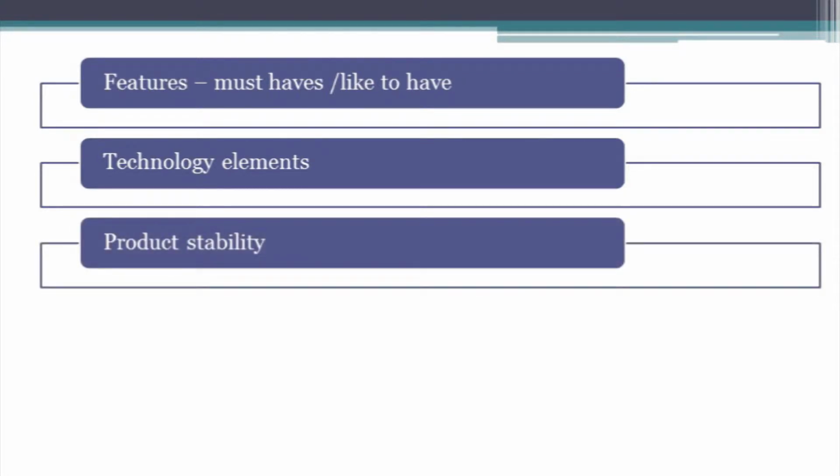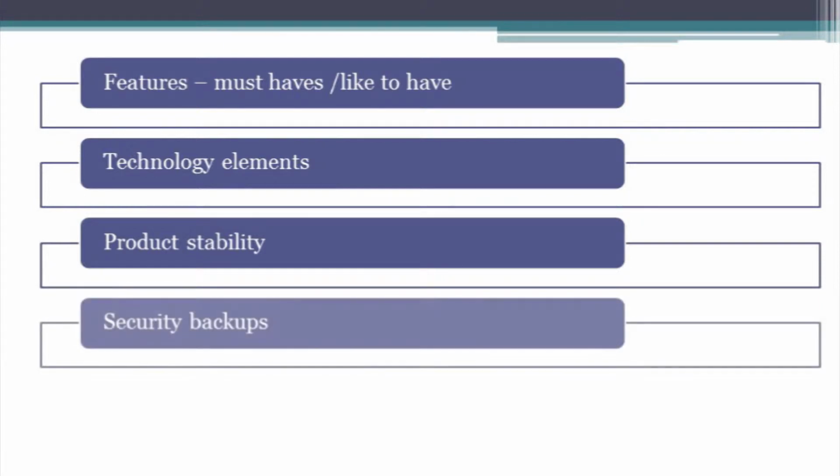The third thing you want to look at is product stability. Product stability is very important because you need to know when you need to do upgrades, how long upgrades will last, what kind of backups are done, and how long you will have for downtime in case something goes wrong with your product solution. Next thing is security backups. It's important to know what your backup policies are, how long you're going to back it up, how long it stays in your system, and how quickly you can fail over.